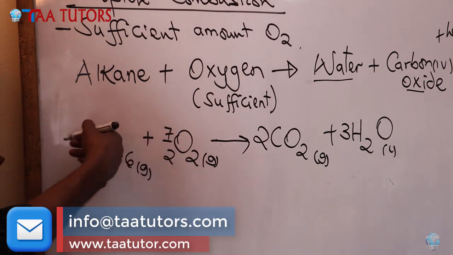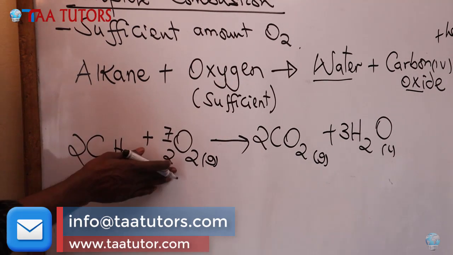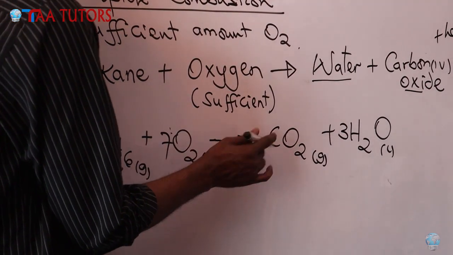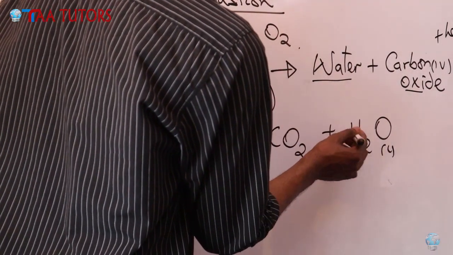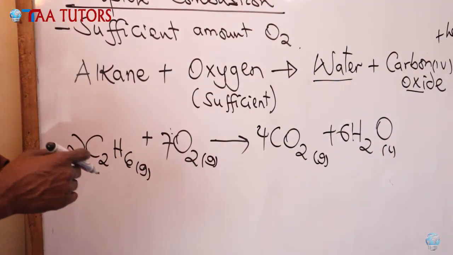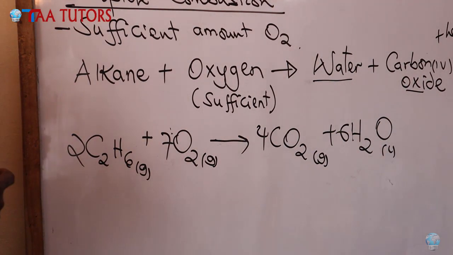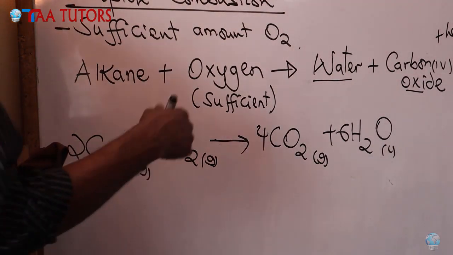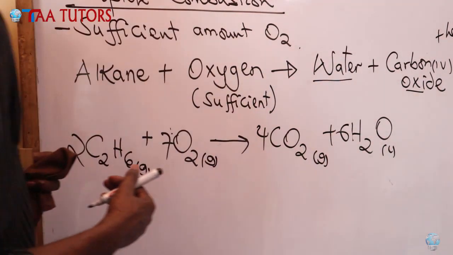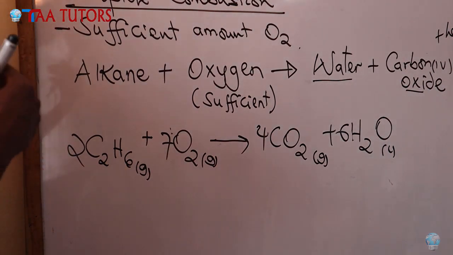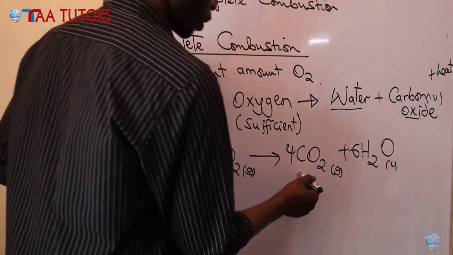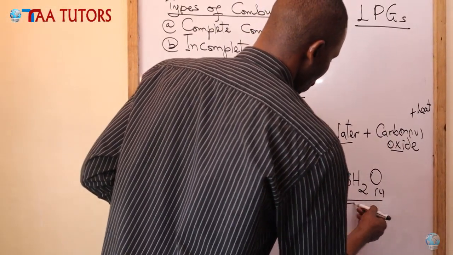It means that if I multiply everything here by 2, I will get here 2, but this one will be 7. Then this one will be 4. Then this one here will be 6. So this is a balanced chemical equation for the reaction between ethane and oxygen to form carbon dioxide and water. This is what we mean by complete combustion. So in complete combustion, the products are carbon dioxide gas and water.